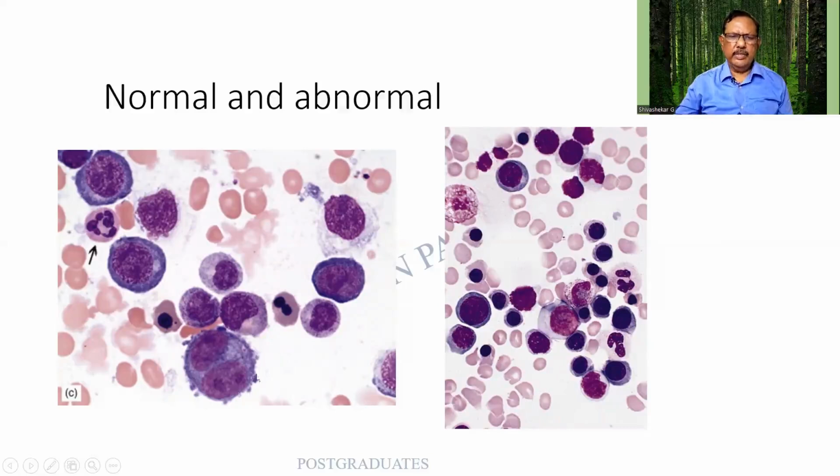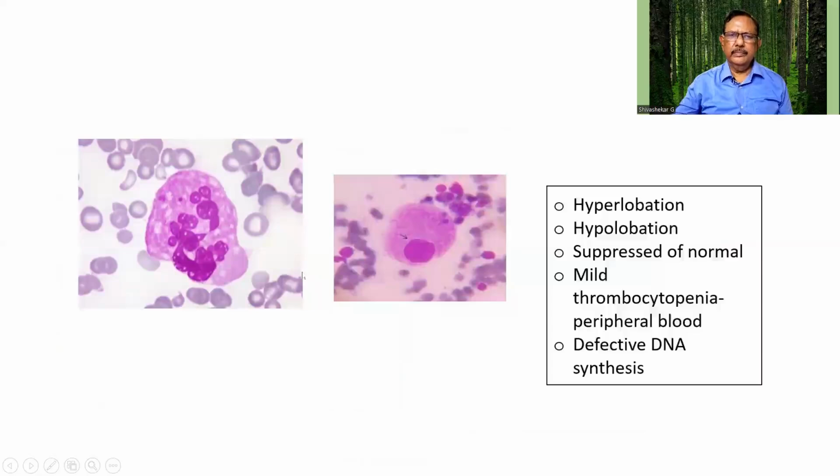There is dyserythropoiesis, with cytoplasmic and nuclear blebbing that is seen. Again, dyserythropoiesis. This is again a friend of ours, the megaloblast, but then, I'm sorry, the megakaryocyte. I find that there is multiple segmentation. It can be hyperlobated or hypolobated, and you find it is suppressed in most cases, but it can be normal. A mild degree of thrombocytopenia will always be seen in the peripheral blood. All of these are because of the defect in DNA synthesis, which is common to the erythroblast, myeloblast, as well as the megakaryoblast.